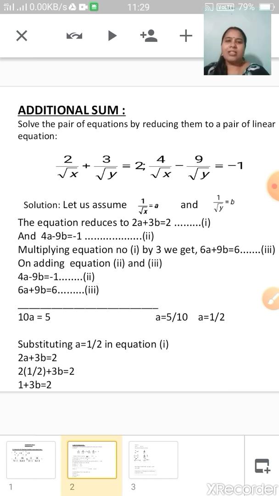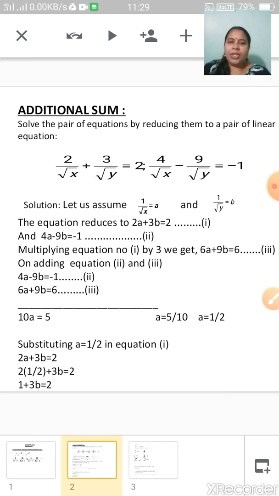Looking at this, I bet many will think that it is extremely difficult having root sign and all. Trust me, it is not. I'll make it easy for you. And if you have understood whatever we have done till now, you yourself will get the correct answer. Let's see. Our first step was to give a proper substitution. Now in this, I have to give a substitution for 1 upon root x and 1 upon root y. So let us substitute it as a and b.